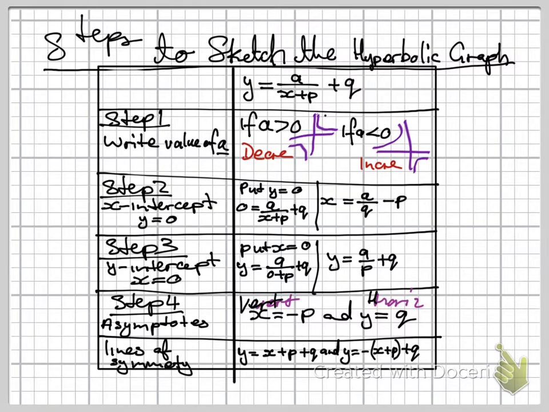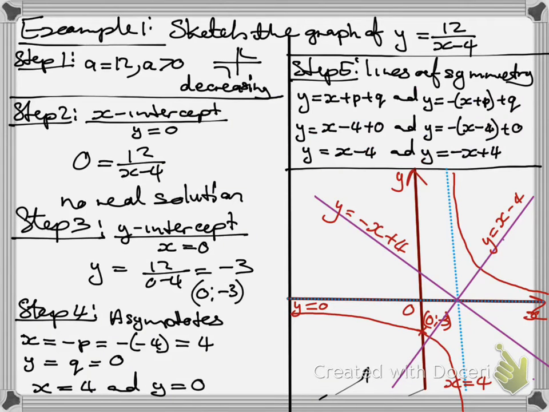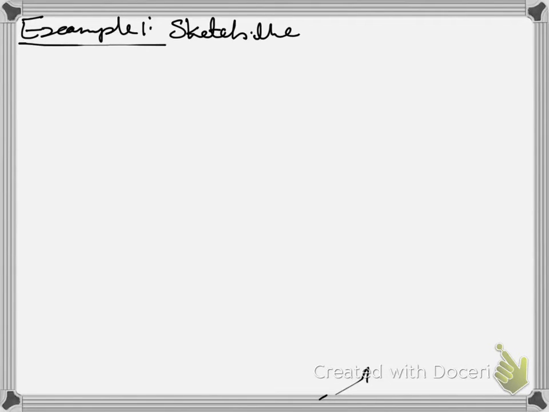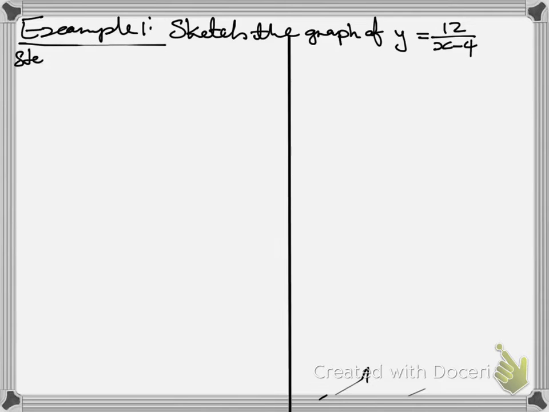Okay, moving on. So now we are going to be using these steps to plot a hyperbolic function or a hyperbola, right? So now example number 1, right? We are going to sketch the graph of f of x is equals to 12 over x minus 4, right?